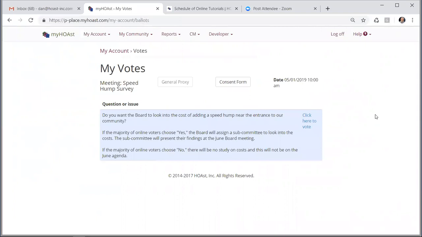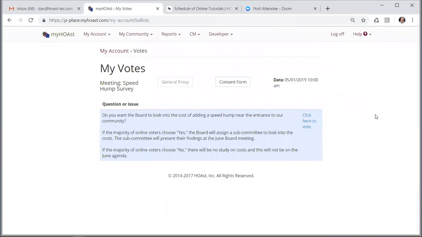Okay, here is my vote. I've just logged on. I'll give you a chance to read that first. And since this is audio as well, I'll read it as well. Do you want the board to look into the cost of adding a speed hump near the entrance to our community? And now that is the question.